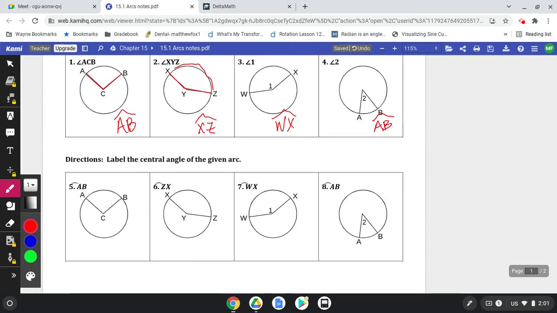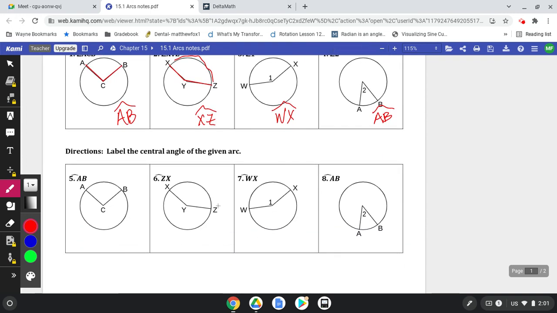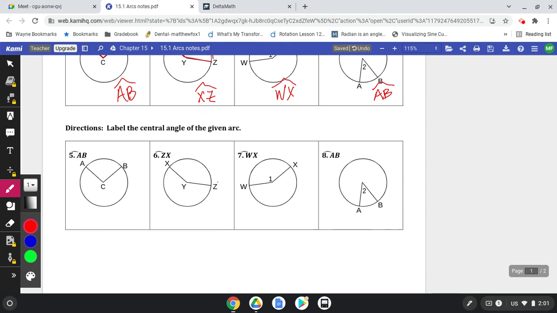And now we look at the bottom here and it says label the central angle of the given arc. So we're doing the opposite. Okay, so arc AB, the labels are off a little bit. I'm not sure what happened when I made the PDF, but arc AB is going to be angle ACB.